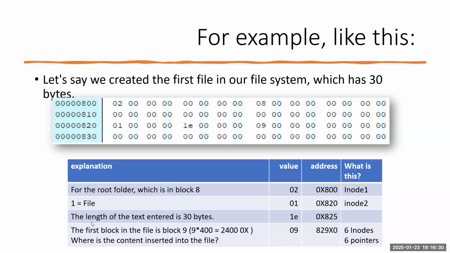Okay. The first block in the file is block 9 here. 9 times 400 equals 2400 hex. So what does that mean?